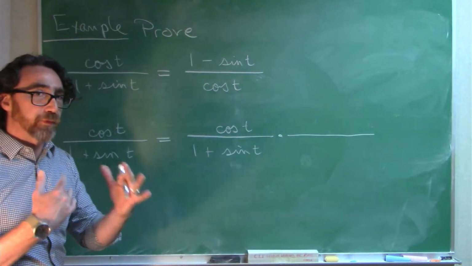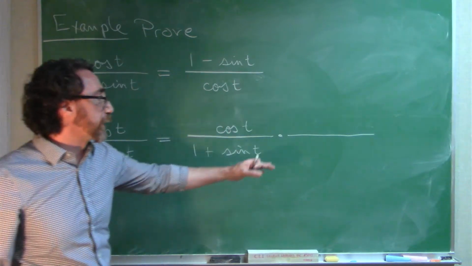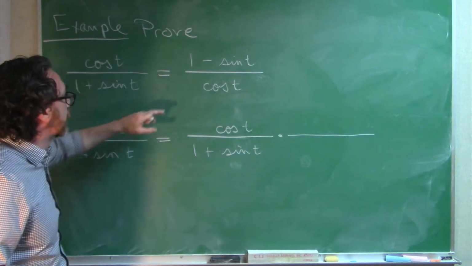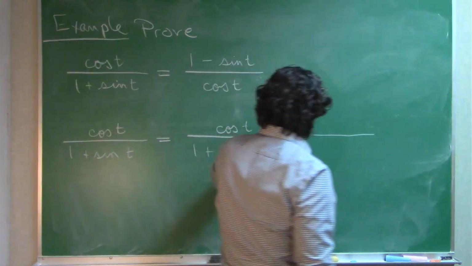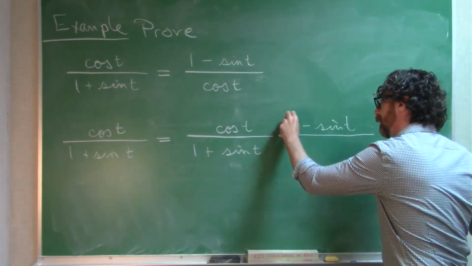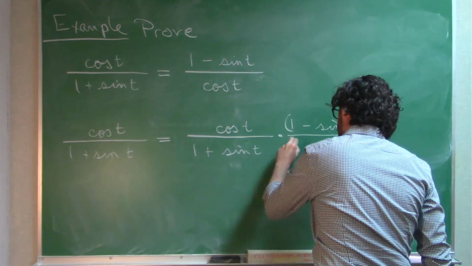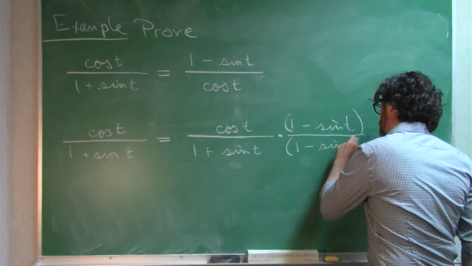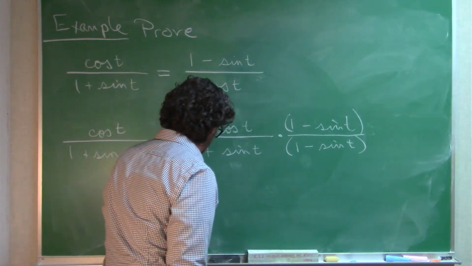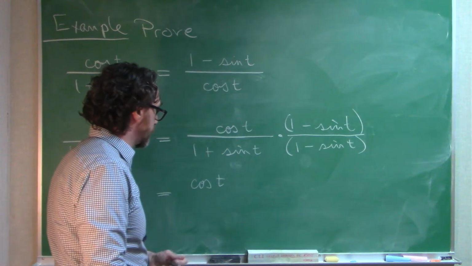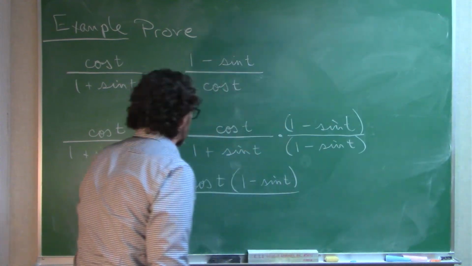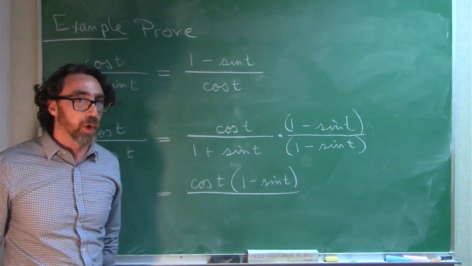Now, I want these two things to be equal. Now, I can keep the fractions the same if I multiply the top and bottom by something. Okay, now notice this has a 1 minus sine t on the top. So I'm going to throw that in here. Now, I can't just multiply the top by 1 minus sine t. I've got to multiply the bottom by 1 minus sine t as well. Okay, so up top, I've got cosine t times 1 minus sine t. So I've got part of what I want. Notice downstairs I've got cosine.